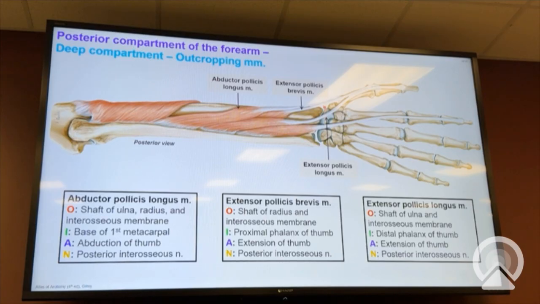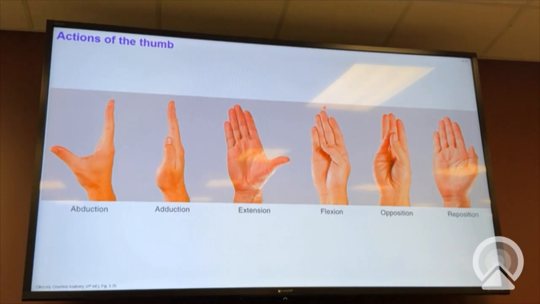All right, so outcroppers. Remember, you see pollicis, you're thinking about the thumb. That's some sort of thumb giveaway. So with that said, let's talk about the actions of the thumb. The thumb is a bit enigmatic when it comes to its movements. Definitely different than the fingers. So I'll do it together now because it's fun.